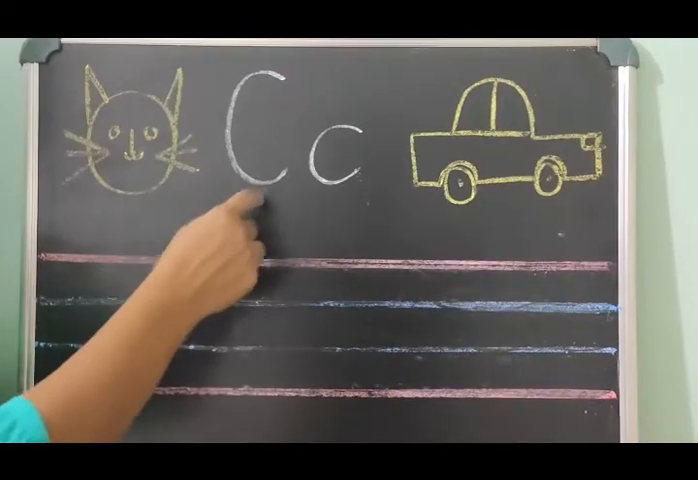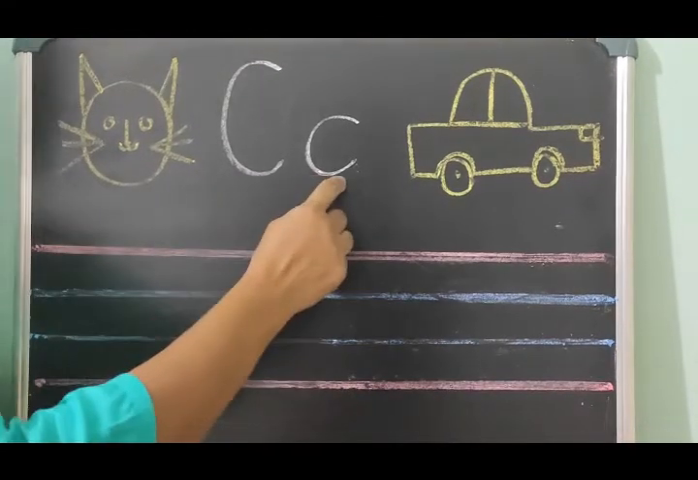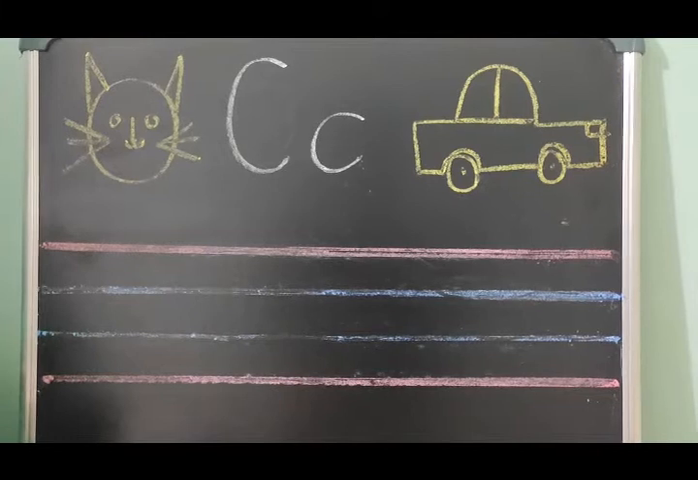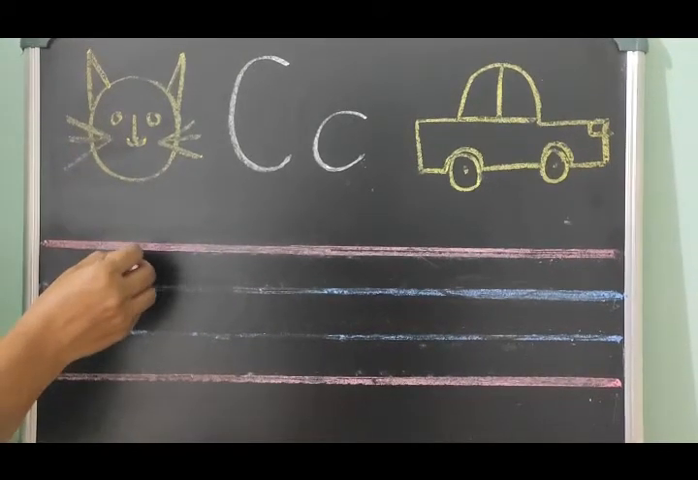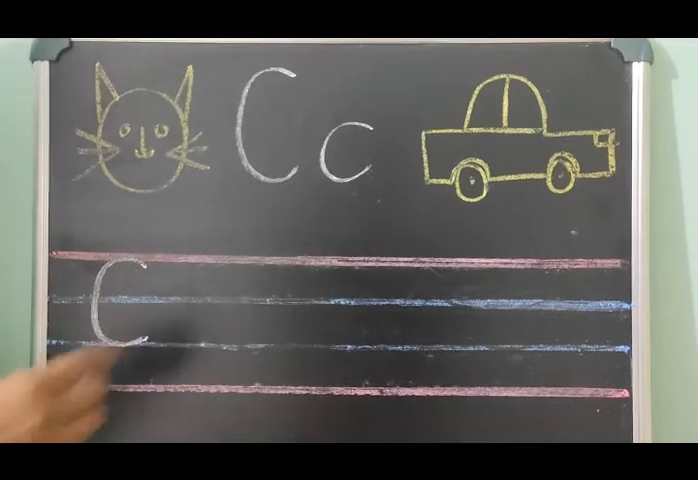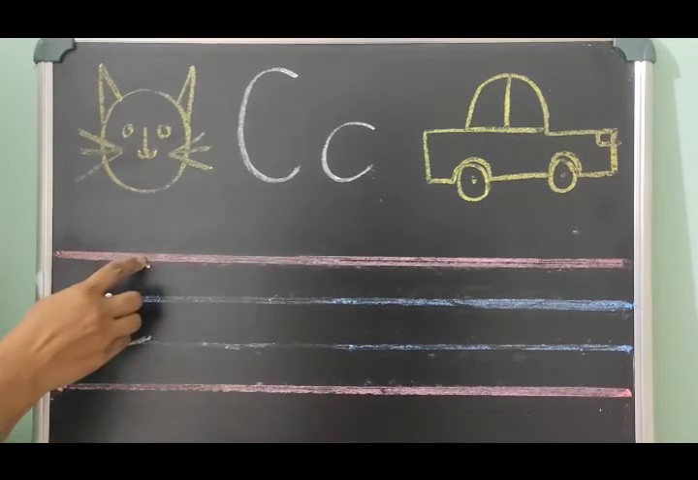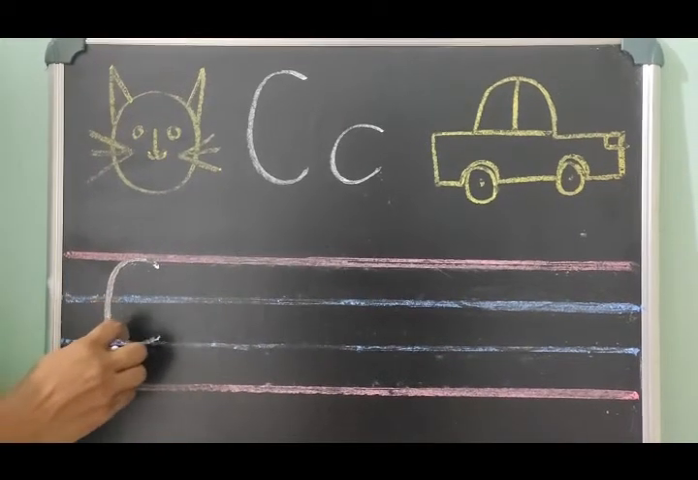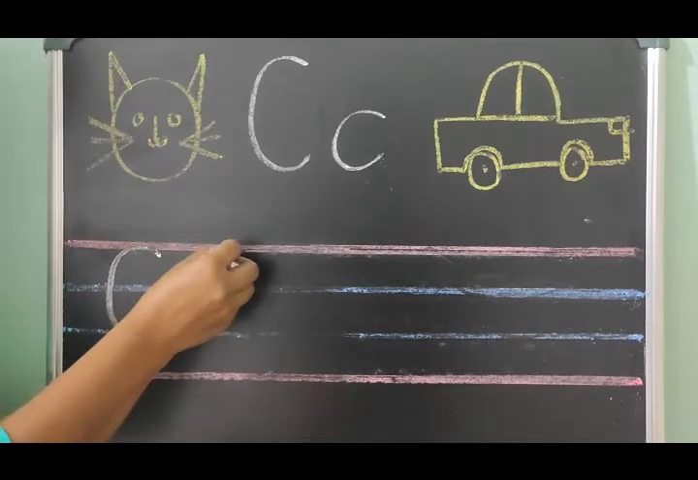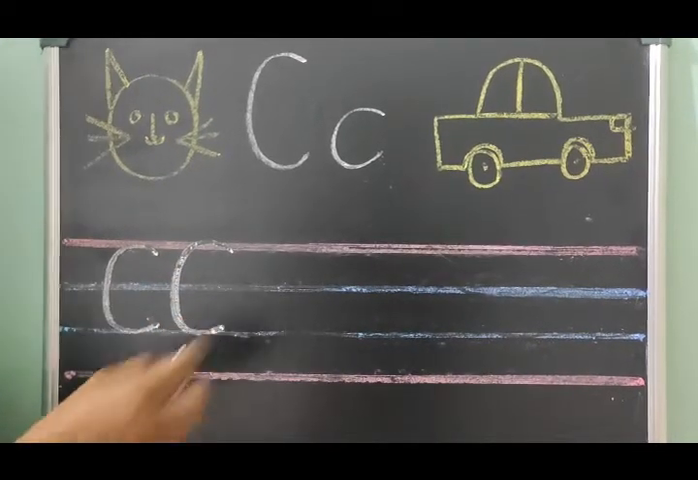Children, we will see how to write letter C. This is capital letter C and this is small letter C. Let's learn how to write letter C. Start from the pink line. Make a curve like this and touch the blue line. From the pink line, bend, come down, make a curve and touch the blue line. This is capital letter C.